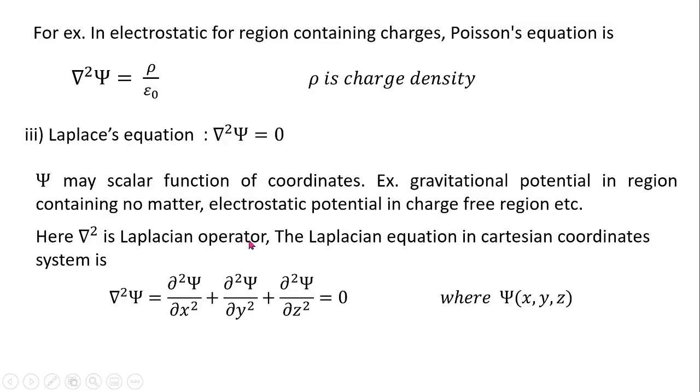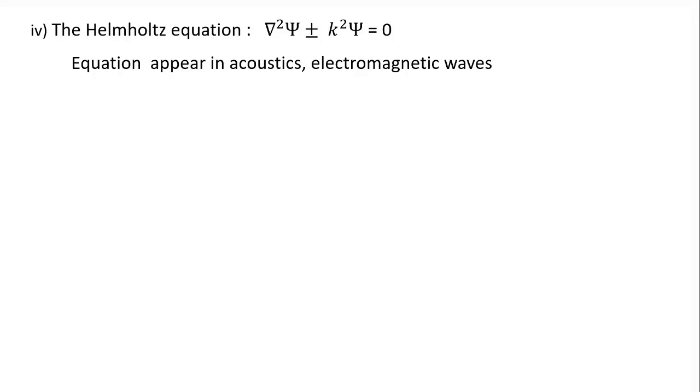Here del square is the Laplacian operator. In Cartesian coordinates, del square psi is equal to del square psi by del x square plus del square psi by del y square plus del square psi by del z square, where psi is a function of more than two independent variables x, y, z. In the three-dimensional case, it is a function of x, y, z. Therefore, this equation involves more than two independent variables. Therefore, this Laplace's equation is a partial differential equation.